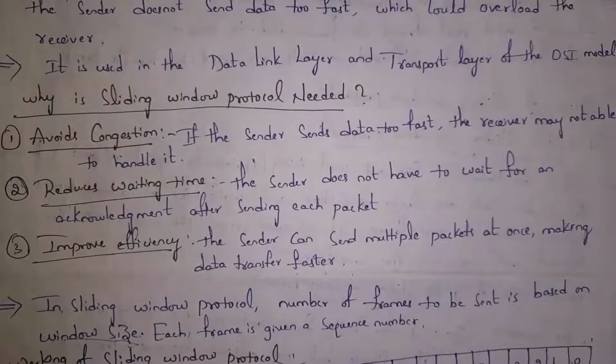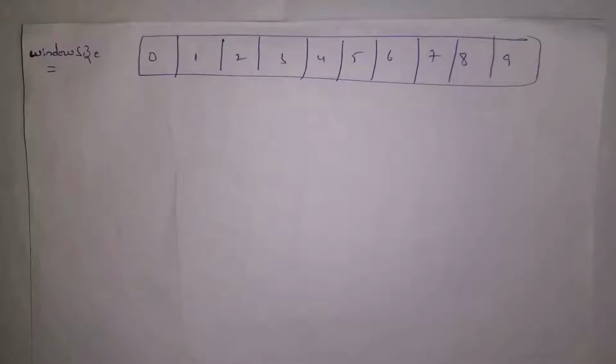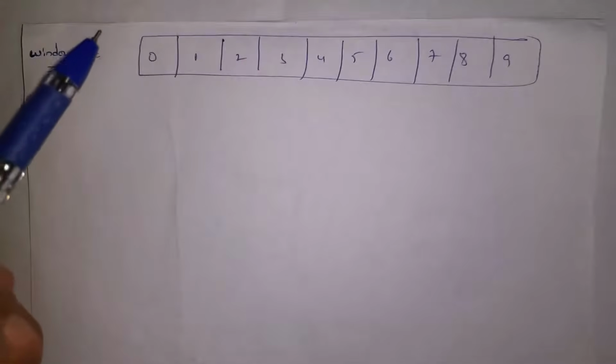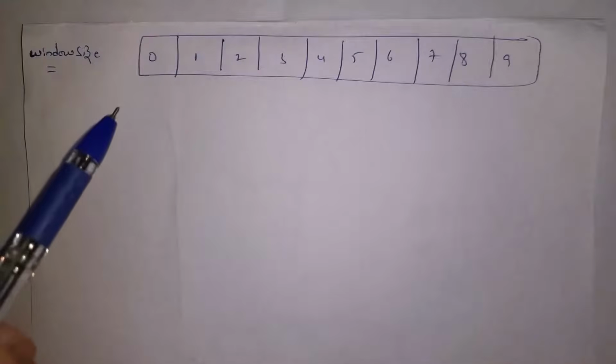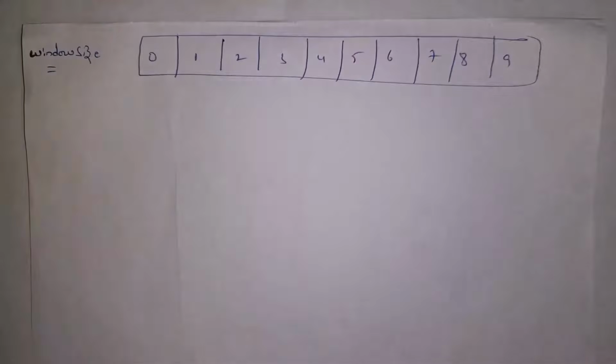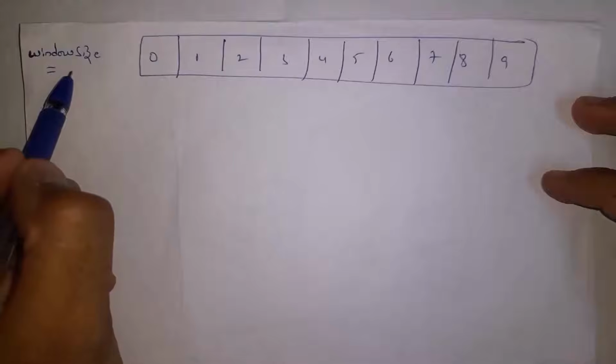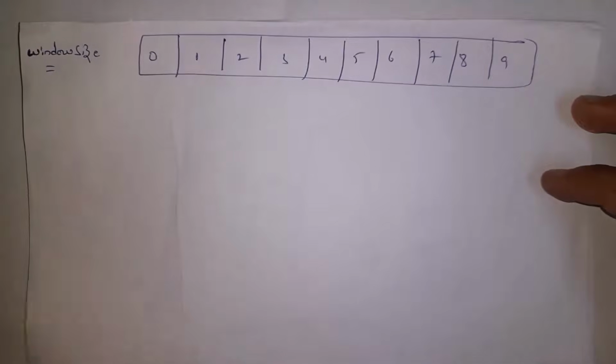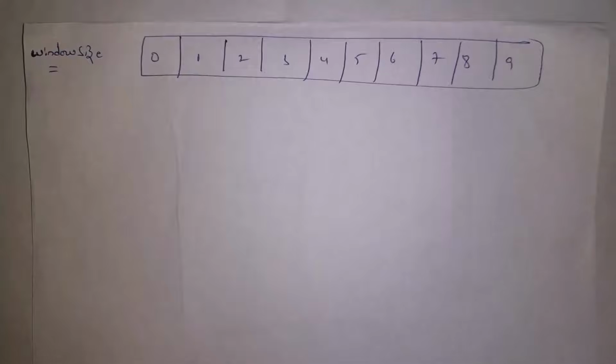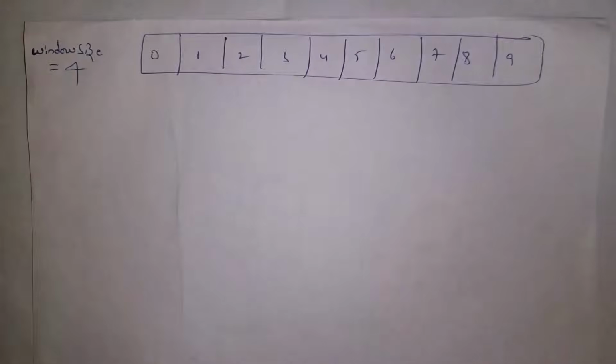Guys, I will explain what is window size with an example. For example, the sender wants to send 10 frames to the receiver, starting from frame 0 to frame 9. Before the sender forwards frames to the receiver, both the sender and the receiver must decide the window size. Window size means how many frames the receiver will handle at a time. For example, the receiver can handle only 4 frames at a time. So both sender and receiver will decide the window size, that is 4. That means the sender can send only 4 frames at a time.